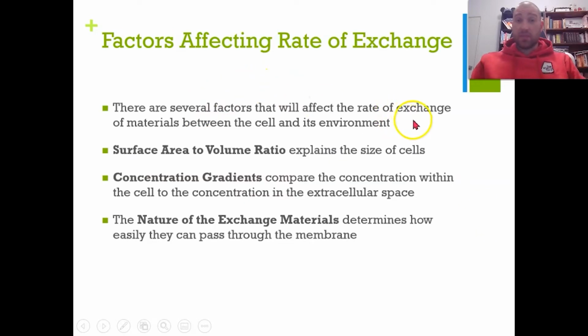There are several factors that will affect the rate of exchange of materials between the cell and its environment, so from the intracellular space to the extracellular space and vice versa. Surface area to volume ratio explains the size of cells. Cells are small because that maximizes surface area to volume ratio, so you get a fast exchange between the cell and the environment. Concentration gradients compare the concentrations within the cell to the concentration in the extracellular space. The higher the concentration gradient, the faster the movement. And the nature of the exchange materials determines how easily they can pass through the membrane in terms of things like size and charge. So let's have a look at those.